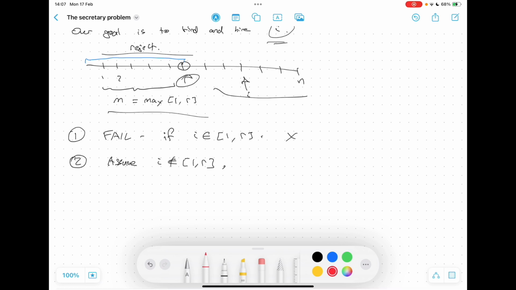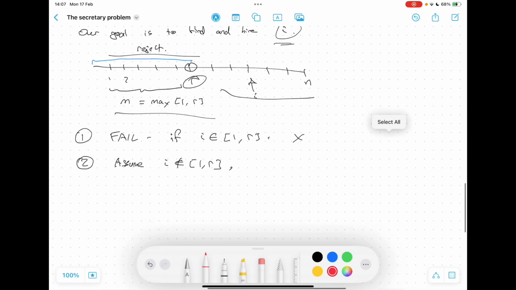So for example, we have our M here, and if we have a candidate here that's better than M, so let's call it candidate X, and if X is better than M, we are going to hire this certain X, and we are not even going to get onto our candidate I, which is the best candidate, right?